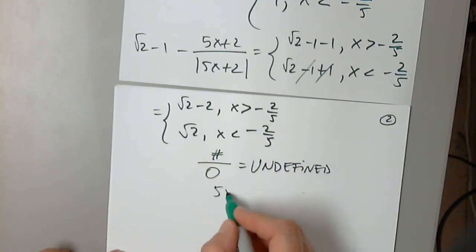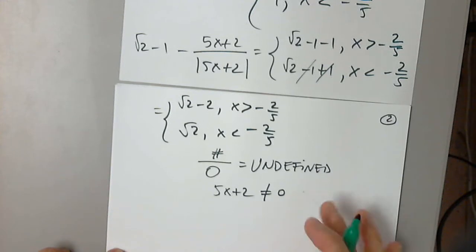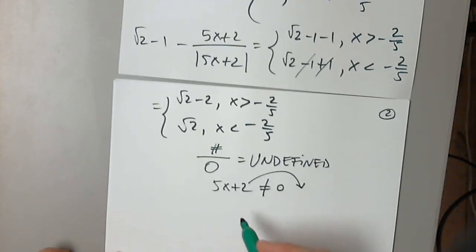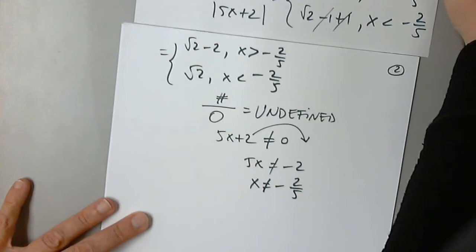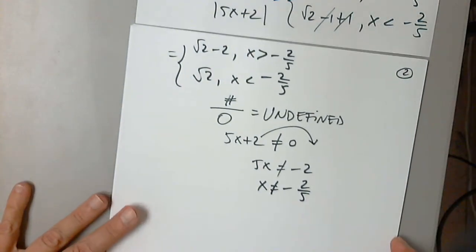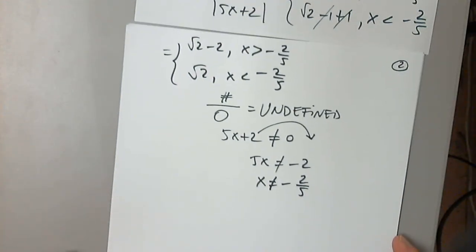So I take the denominator, which is 5x plus 2, and I know it cannot be 0. I move 2, it becomes negative 2, and I divide by 5. So x cannot be negative 2/5. Is that better? Everything in this class is connected to everything we've done before.